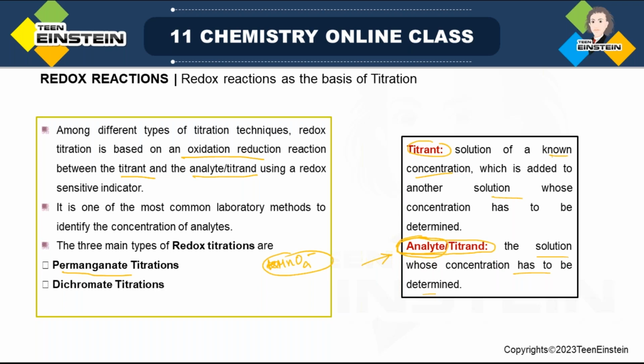Then we have dichromate titration. Dichromate ion is Cr2O7 2 negative. If you balance this 2 negative charge with potassium, it will be K2Cr2O7, potassium dichromate. But if you simply pronounce that anion part, then it is dichromate anion. And the last type is iodometric and iodimetric titration. From the name it is clear that here iodine and iodide species will be involved. So first we will discuss permanganate, then dichromate, and then the last one.